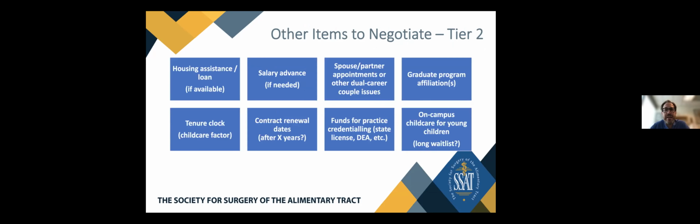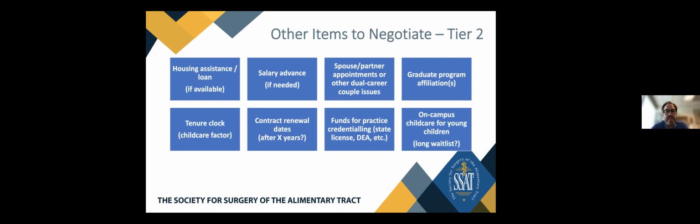Now, what I have listed here is tier 2. A lot of these are less likely to be in your next group of level of importance, and some of these may shift depending upon the individual person. Things like housing: some institutions may have housing assistance or housing loans available. Not all do.